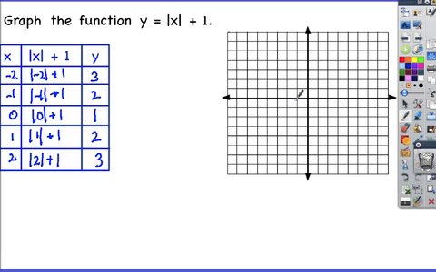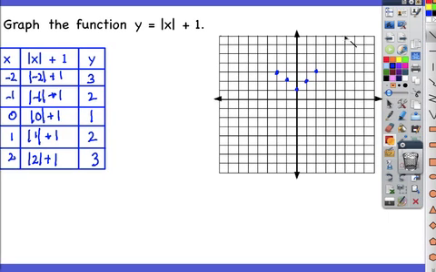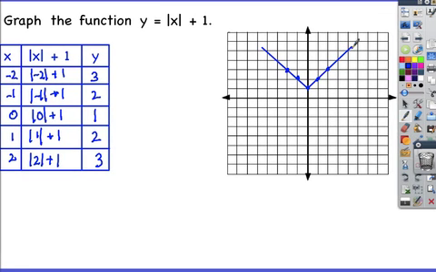Plot those points. Negative 2, 1, 2, 3. Negative 1, 2, 0, 1, 1, 2, and 2, 3. And then we can connect those dots. And you'll see that it does create another V.